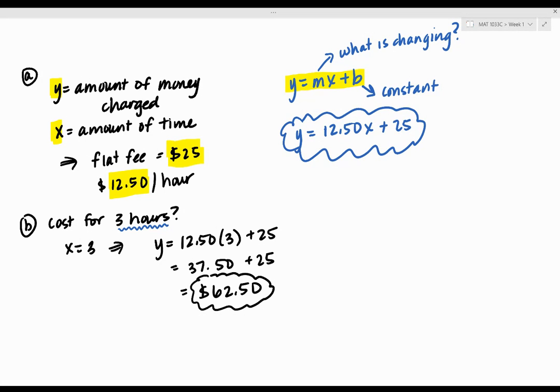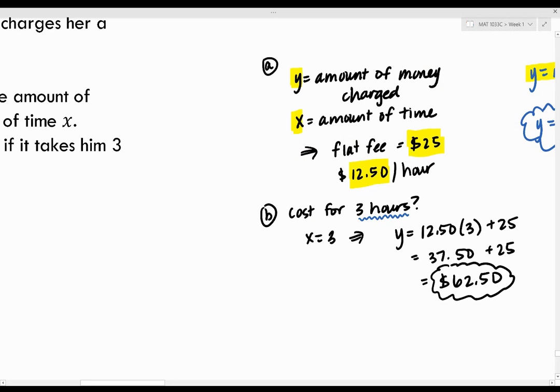So we would have y equals 12.50 times 3 plus 25. And when we add those values together, we get 62.50. So if that plumber comes and spends 3 hours at Anita's house, she's going to have to pay him $62.50. Okay, cool. Let's look at the second problem.